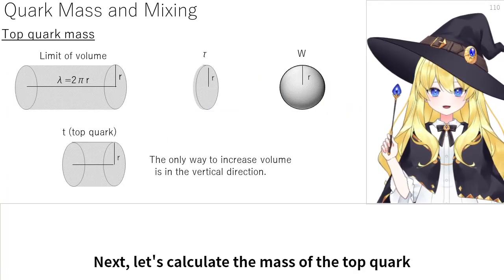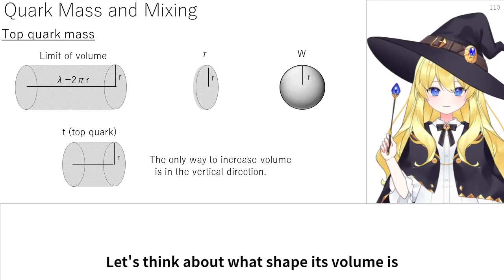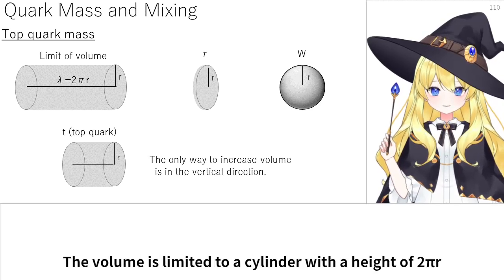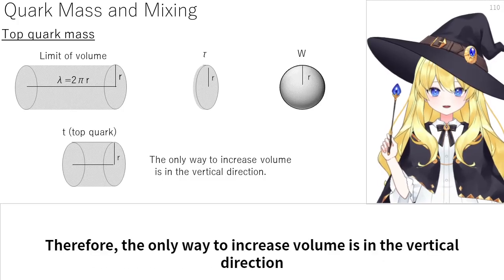Next, let's calculate the mass of the top quark. It is the heaviest elementary particle. Let's think about what shape its volume is. The volume is limited to a cylinder with a height of 2 pi r. Even tauons and W bosons use the full radial space. Therefore, the only way to increase volume is in the vertical direction.